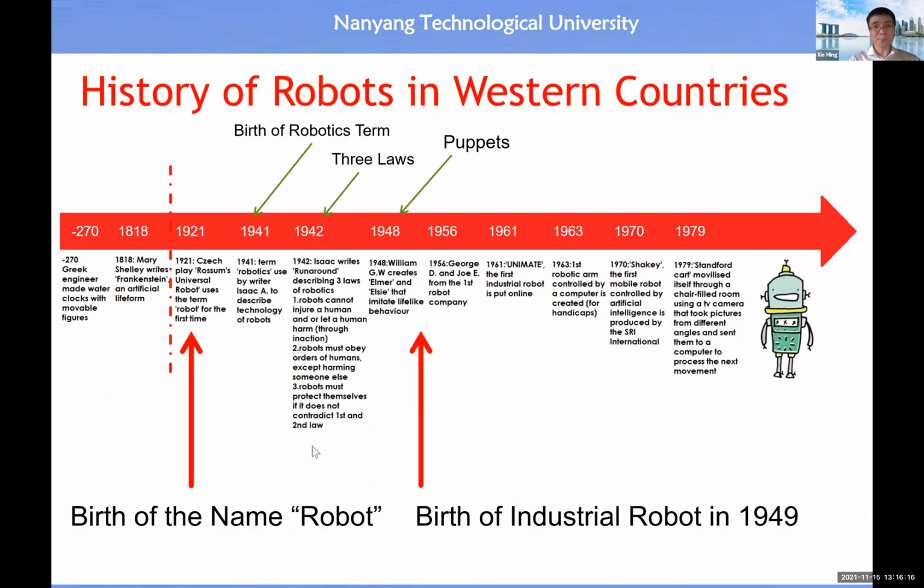All right. And actually, the acceleration for the development of the robot occurred in the last century because of these three important events.